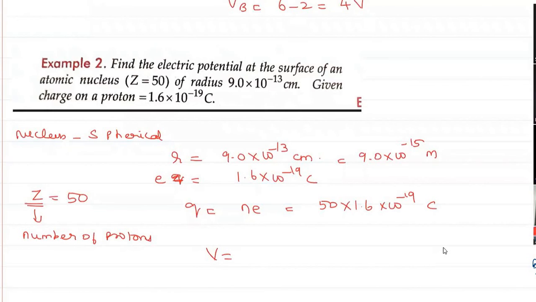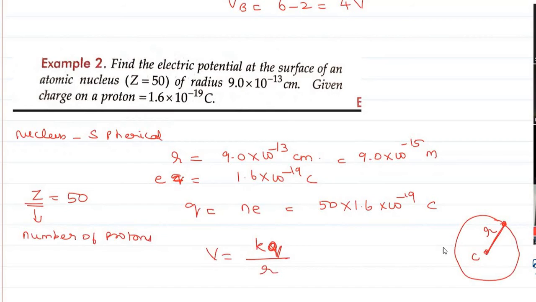So what is potential? Electric potential on the surface. At the surface, what is the distance of the charge? This is the sphere, right? From the center, this is the radius. Radius is given. Okay. So V will be equal to K q, that is Q by R, the total surface. You can write small q or big Q, that doesn't matter.